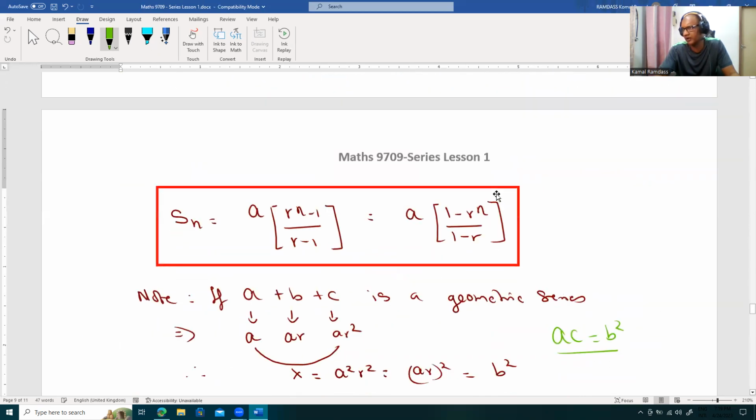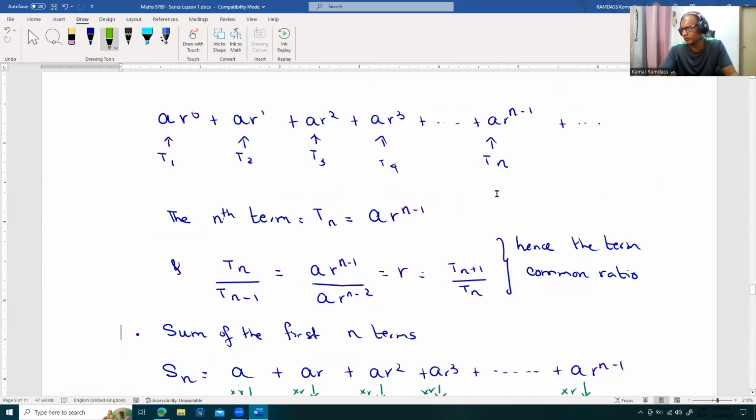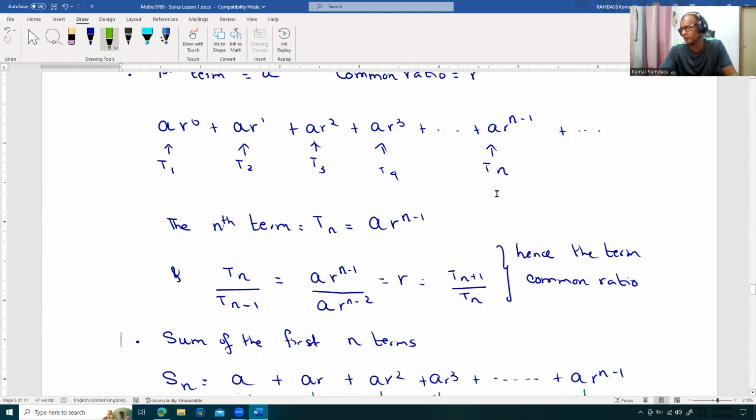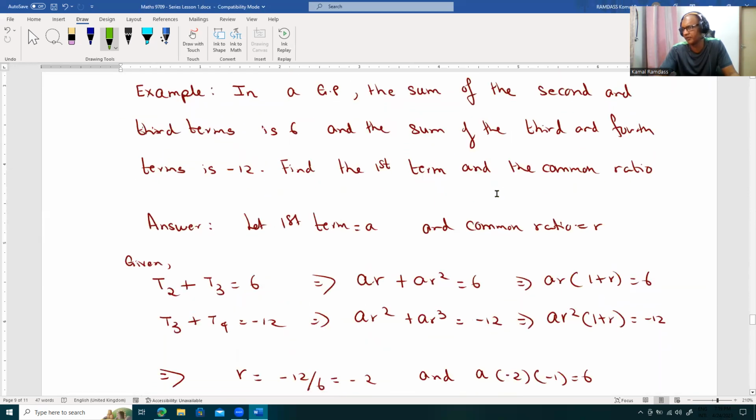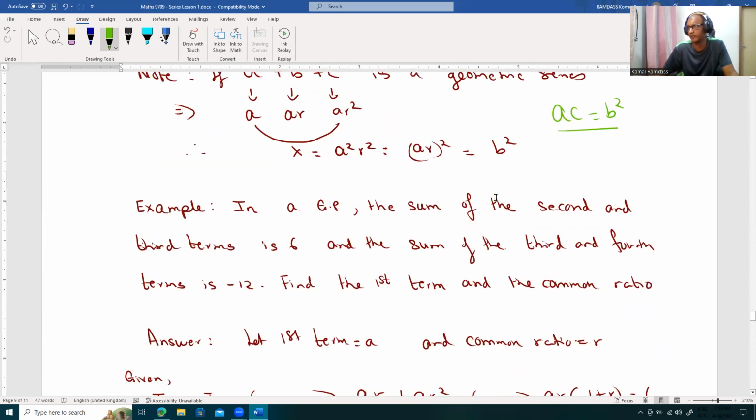Now, when I arrive here, it means I have finished finding the sum, the nth term, and the sum of the first n terms, the formula. OK? Let's do an example. In a GP, in a geometric progression, the sum of the second and third terms is 6, and the sum of the third and fourth terms is minus 12. Find the first term and the common ratio.